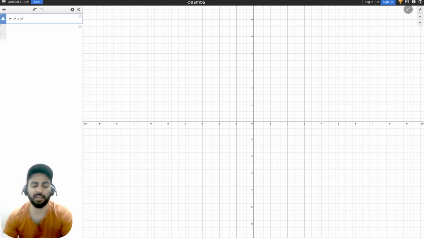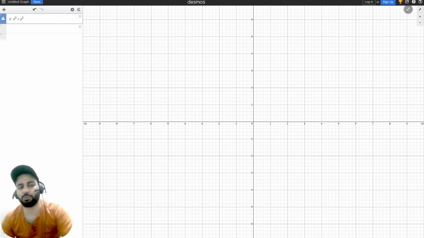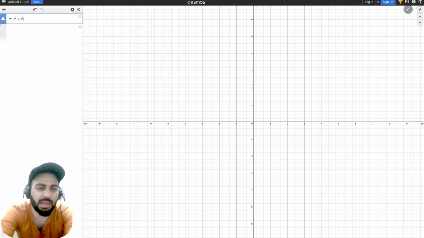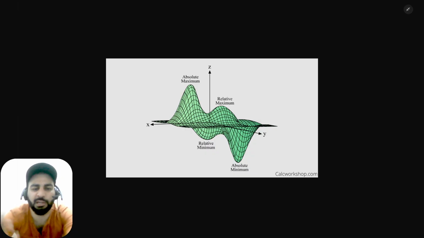So is it clear? I cannot draw the graph by using this simple Desmos, where I had this 2D graph in which I had only one variable. When I involve more than one variable, I need some additional tools. So how will these graphs look like, I'll show you that. These graphs will look like this.